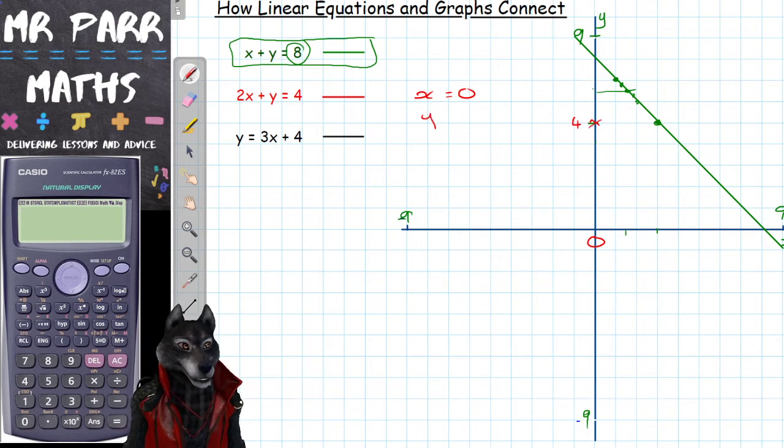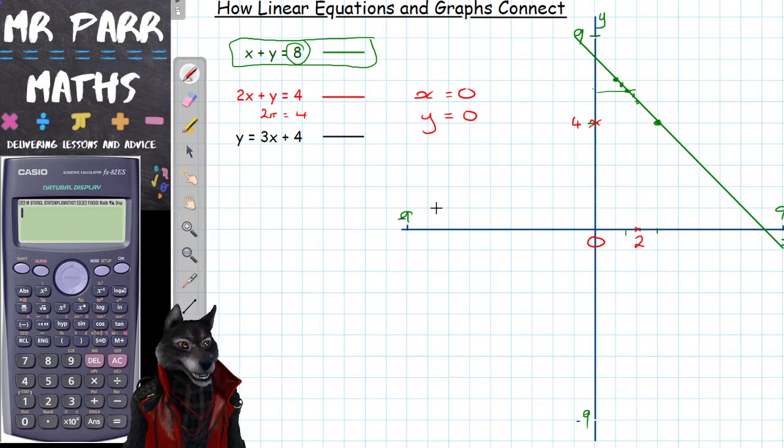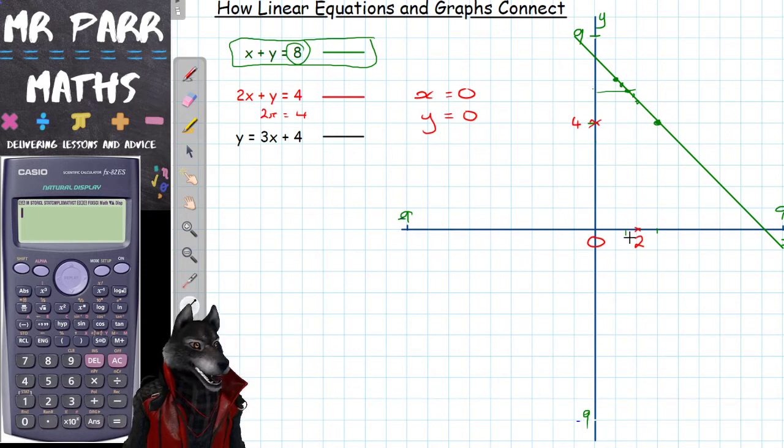Equally, what would happen then if y was 0? Well, if y was 0, 2x would equal 4. Therefore, 2 times what is 4? Well, 2. So then x must be 2. So when y is 0, x is 2 over here. Then we've got a straight line. Join 2 points, you get a straight line. So let's do that.